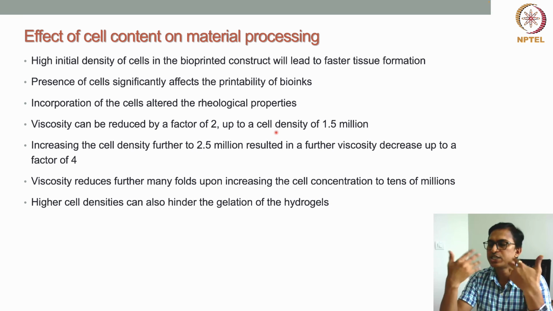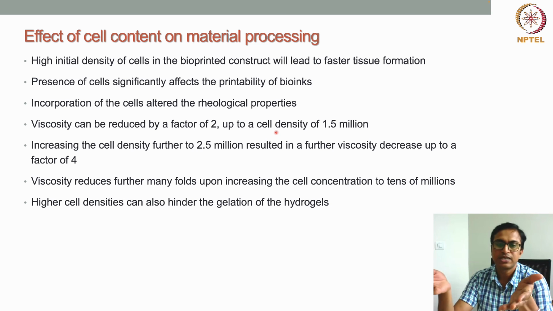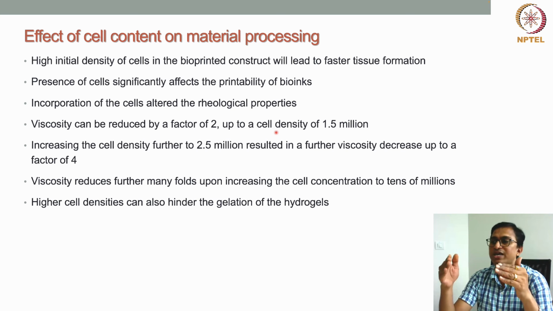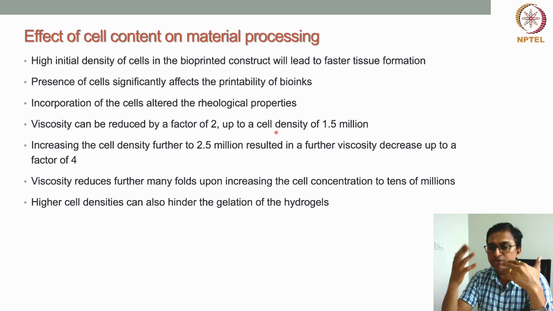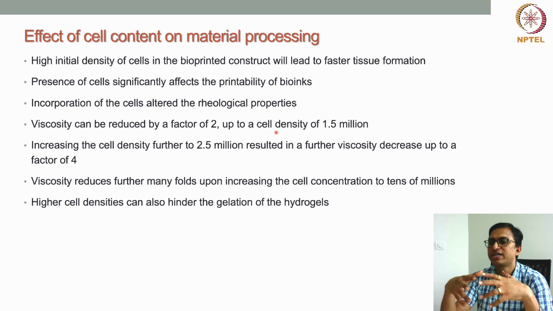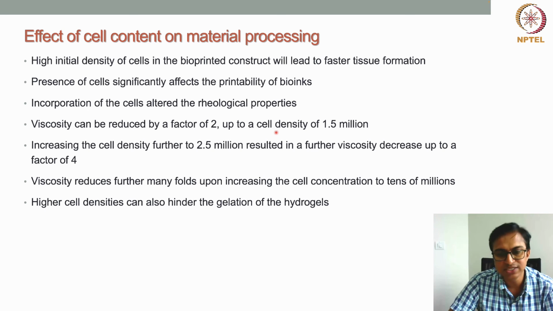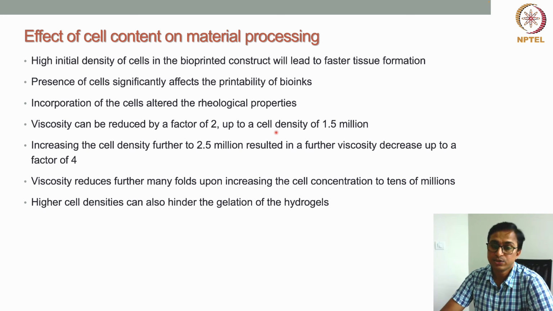Again, if the cell number is increased to 2.5 million per ml, then the viscosity can be decreased by a factor of 4. And viscosity can reduce further if we keep on increasing the cell concentration. If our interest is to increase the cell concentration to 10 million or 100 million, you can imagine the viscosity can be reduced by many folds, and that will definitely alter the whole equation of your printability. So then you have to work very hard to print a structure with the reduced viscosity of the bioink.